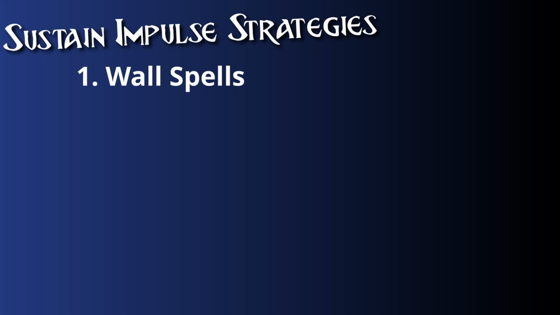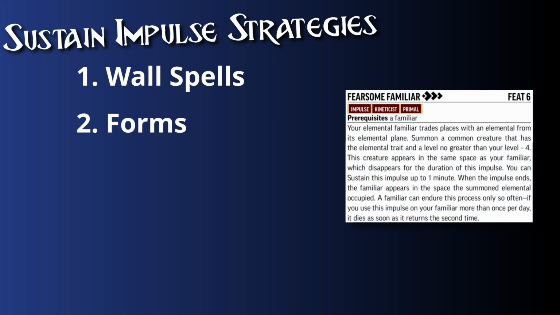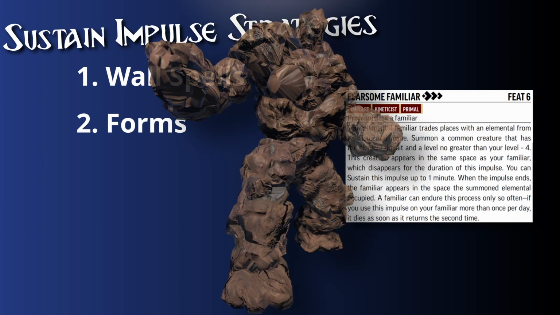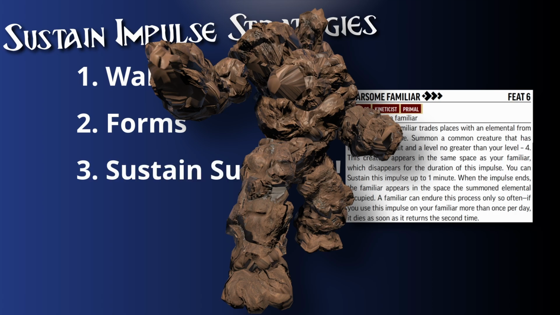Number 2, there are form spells that give you some elemental powers and benefits. Those need to be sustained. Number 3, if you take the fearsome familiar feat at level 6, you can turn your familiar into a summoned elemental 4 levels below you, just like a summoned monster, and give them 2 actions each round with that sustain. That's a free action at level 12, so that actually is kind of a good deal.